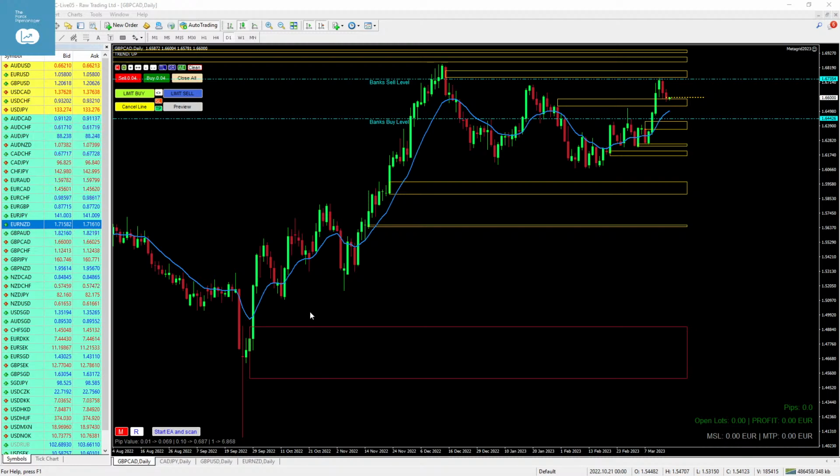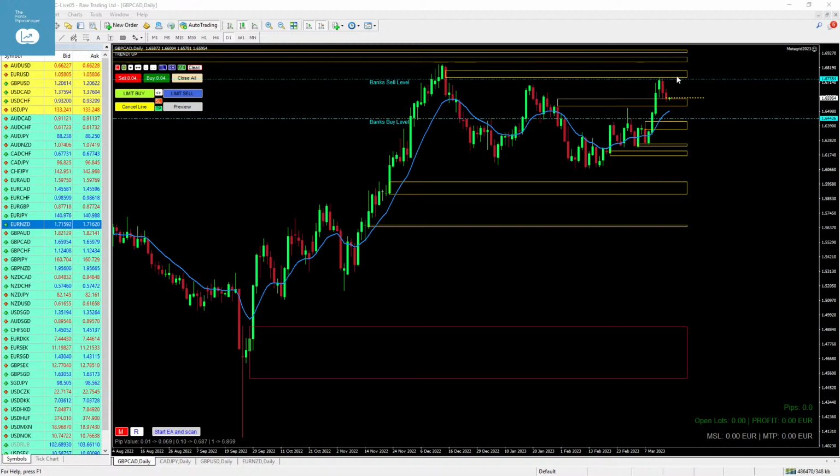Here we are on the GBPCAD on the daily time frame. I always start on the daily time frame, and I'm looking here for potential support and resistance zones by myself before I then use the analyze tools. And you can see we have a lot of resistance above here. These are all H4 supply zones. You see here these boxes.